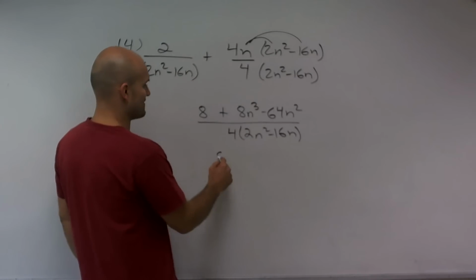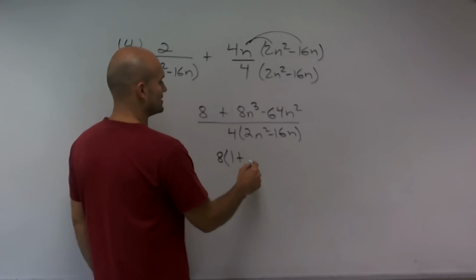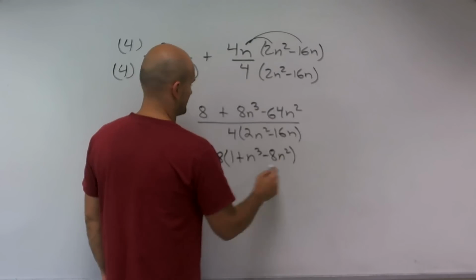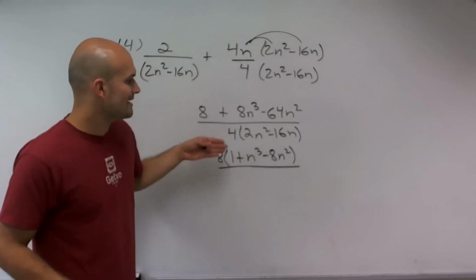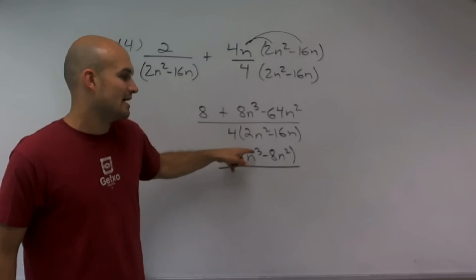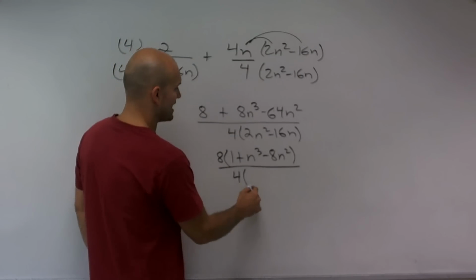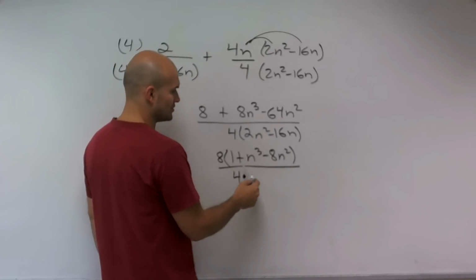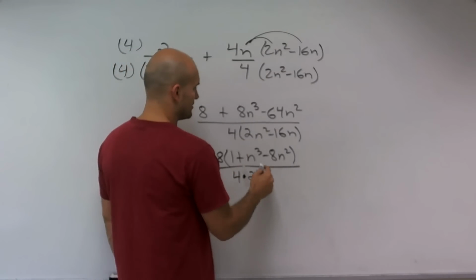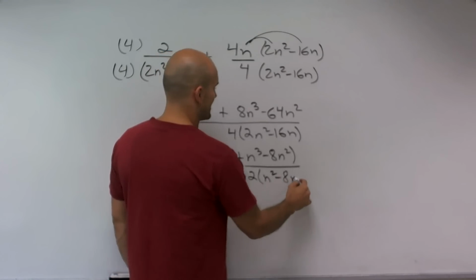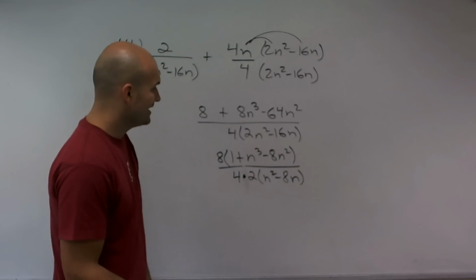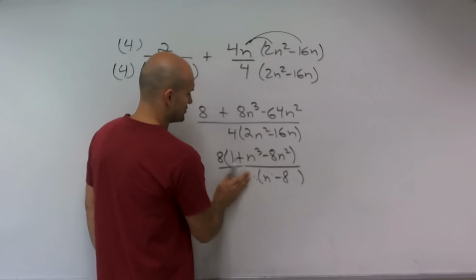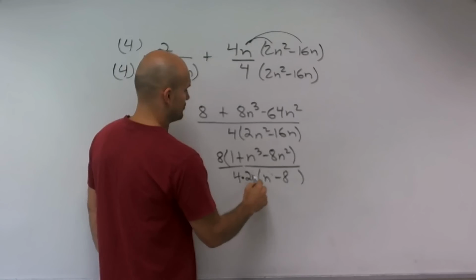So what I can do is, if I factor out an 8, I'm left with 1 plus n cubed minus 8n squared, divided by, now what can I factor out of the denominator's parenthesis again? So I can factor out a 4 times, well, in these two terms, they both share a 2. So I can factor out a 2 times n squared minus 8n. And actually, I can factor out an n as well.